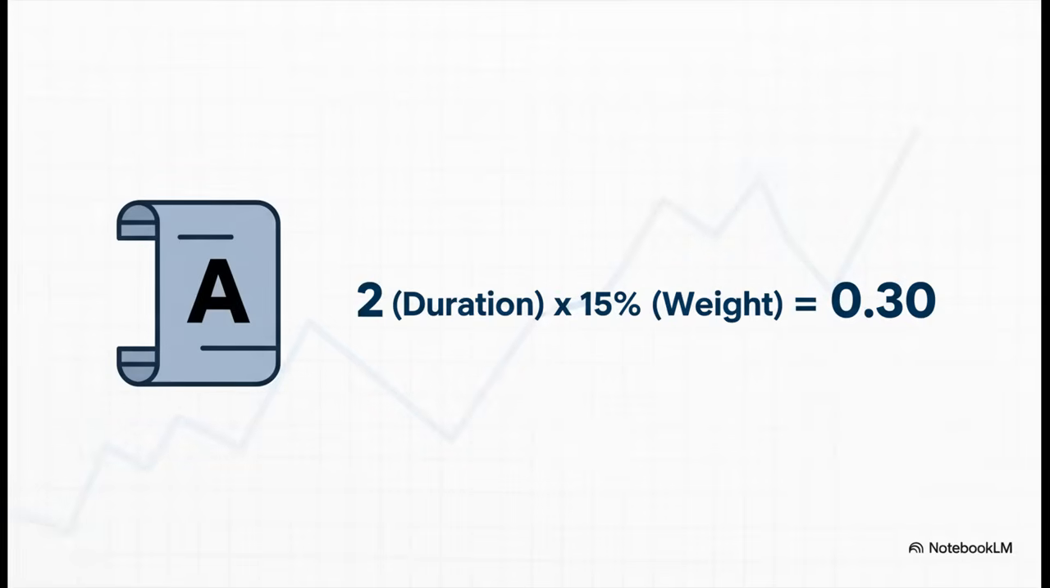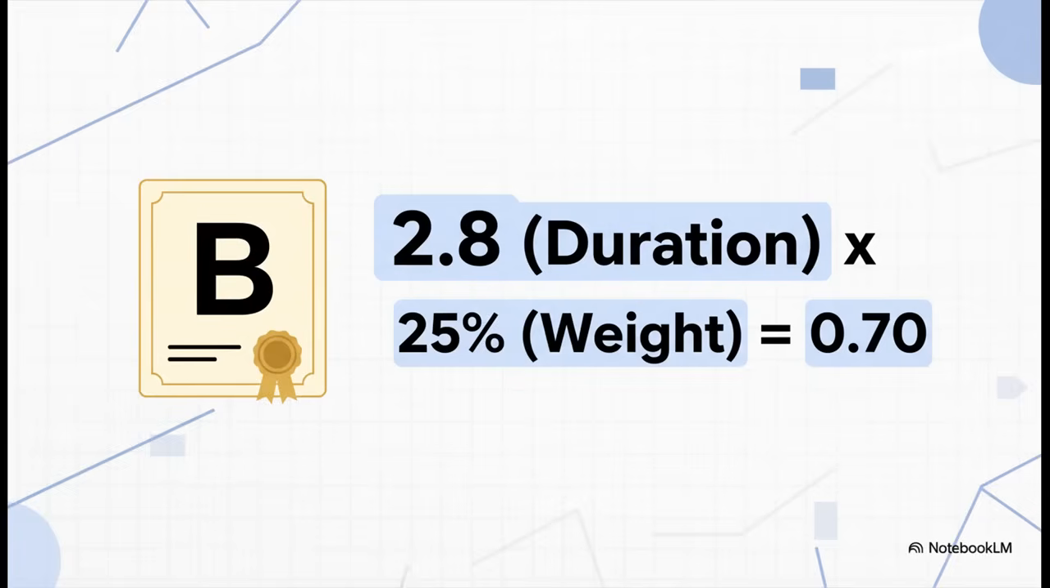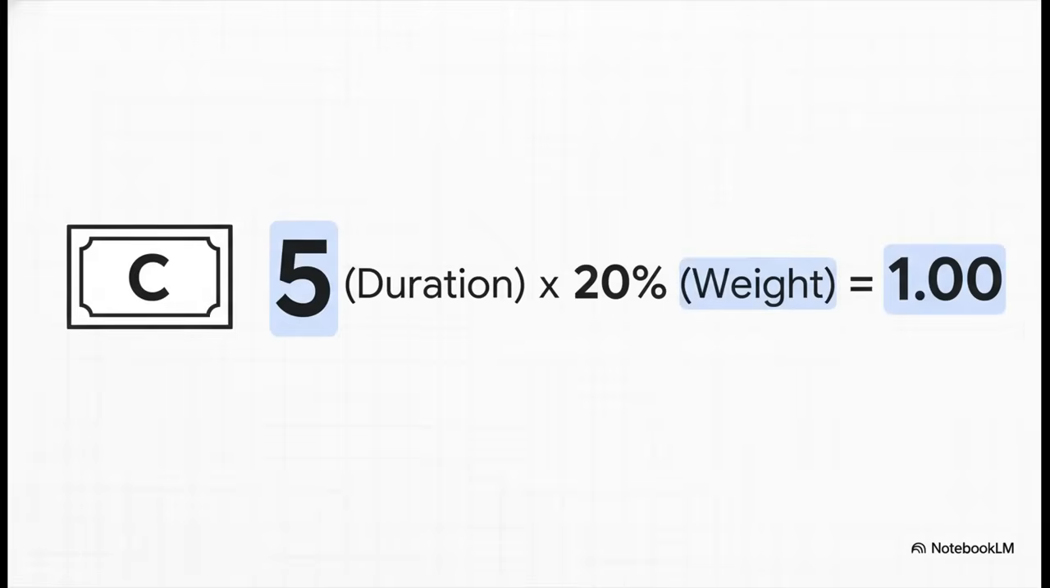All right, next we've got bond A. It has a duration of 2, and it makes up 15% of our holdings. So we multiply 2 by 0.15, and we get a weighted contribution of 0.30. Simple. Now for bond B, a duration of 2.8 and a weight of 25%, you multiply those together, and you get a weighted value of 0.70. Moving on to bond C. Now we're getting into some bigger numbers. Its duration is 5. It's 20% of the portfolio, and its contribution is a nice round 1.00. See how that higher duration is really starting to make an impact.